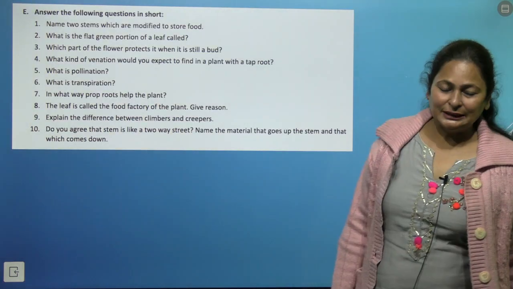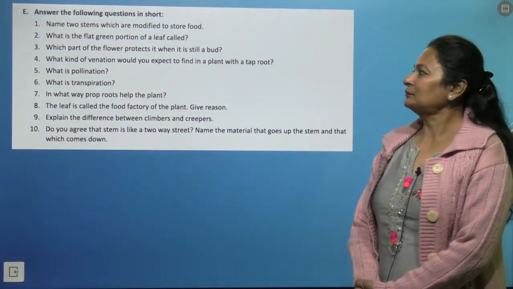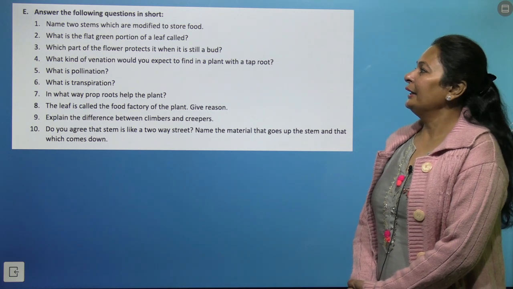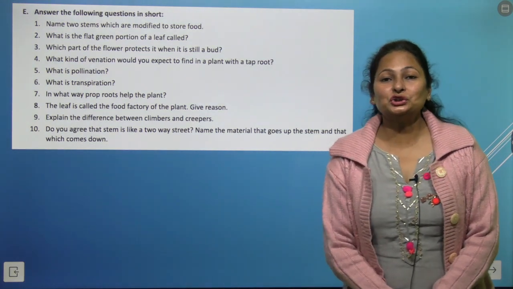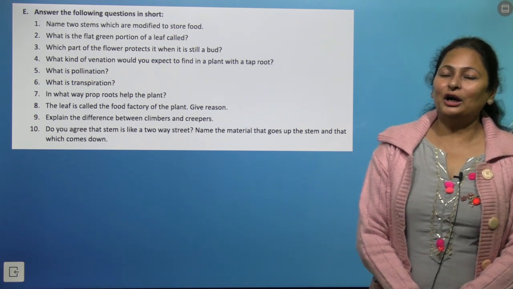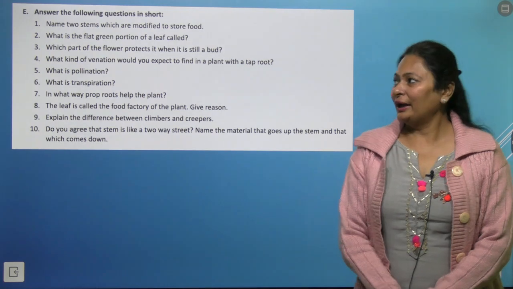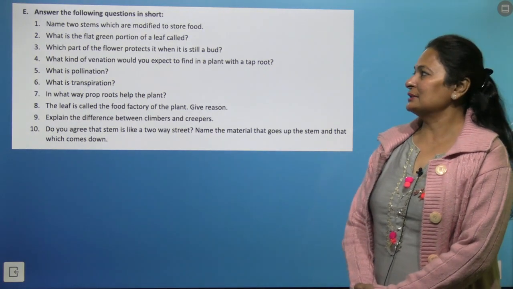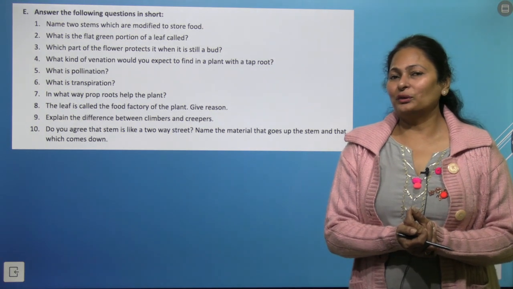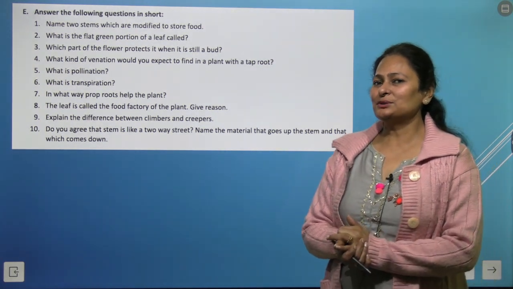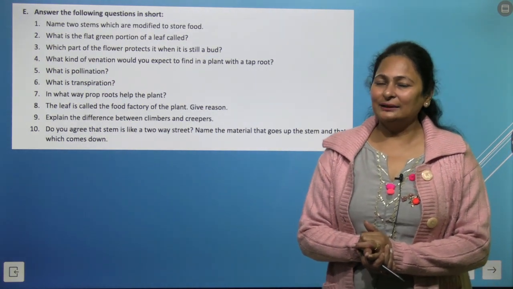So, time for question answers. First is name two stems which are modified to store food. Now you need to give the examples of modified stems that store food. Can you give me the examples of these two? These are potatoes and onions.